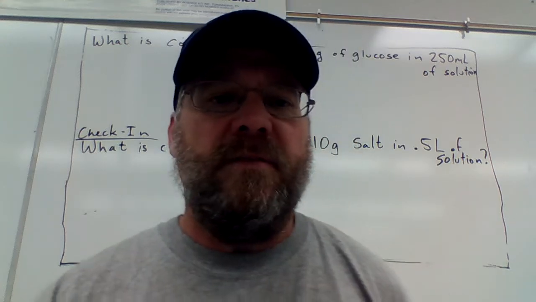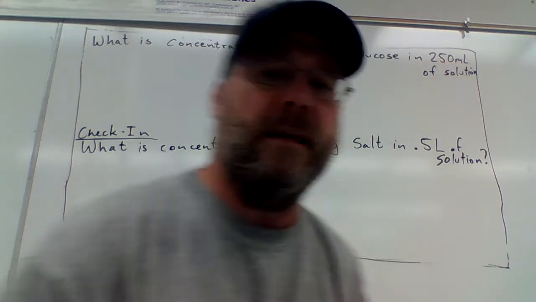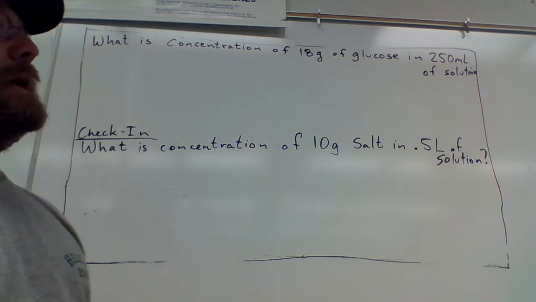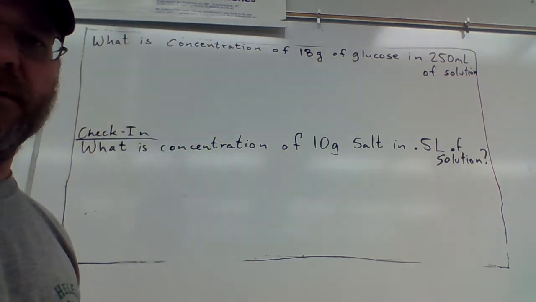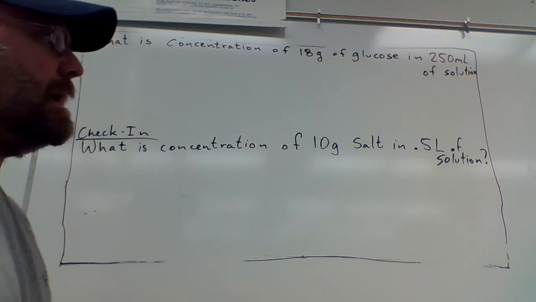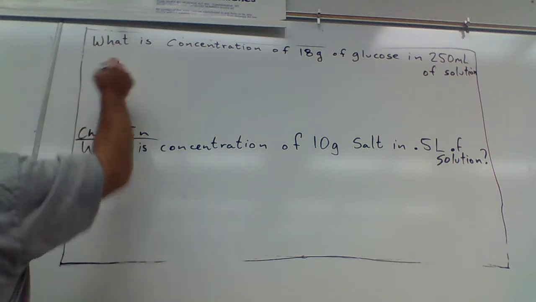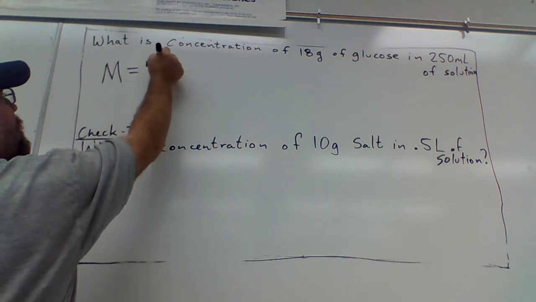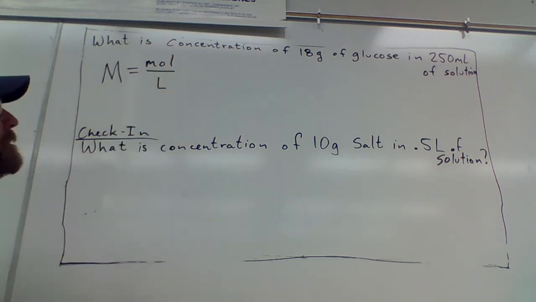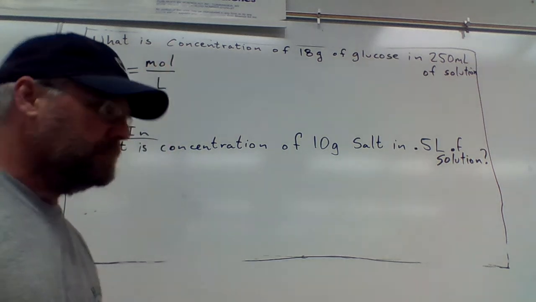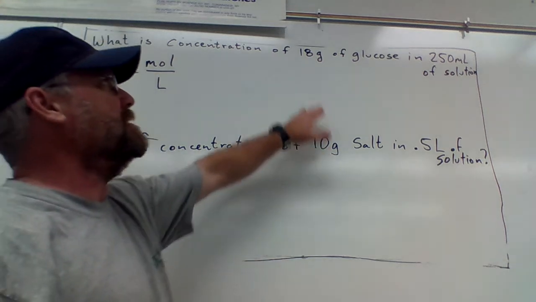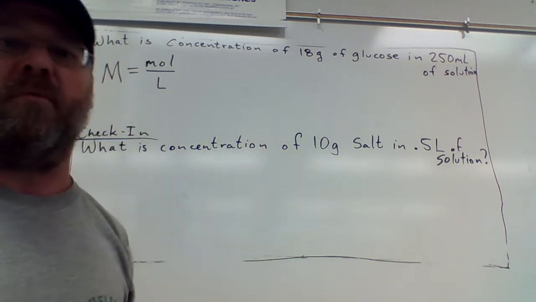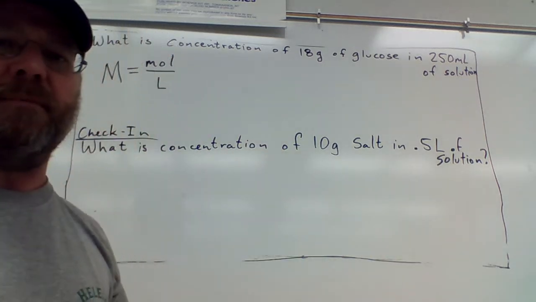So the first question I have here is, what is the concentration of 18 grams of glucose in 250 milliliters of solution? Again, what we look at is molarity. This capital M is equal to the number of moles per liter. Unfortunately, in both of these problems, they didn't give us moles. Boo. Oh man, I have to calculate the number of moles. Well, chapter 14 taught you how to do that.